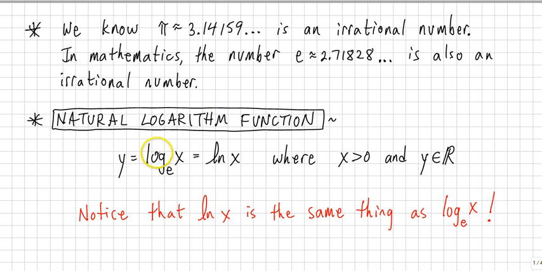Most people do not write log with a little e down here. They usually write ln instead. So they mean the exact same thing. Anytime you see ln and then some number after it, that's a natural log, but it's really the exact same thing as log base e.